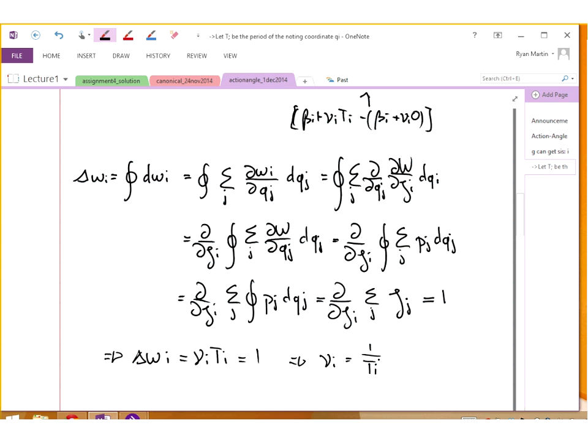And we've just shown that this nu I, which if you recall a few lines back was equal to dH by dJi, that nu I is indeed the frequency associated with that motion. So we just proved that this nu I, given by the derivative of the Hamiltonian with respect to Ji, really is the frequency of the motion. Okay?